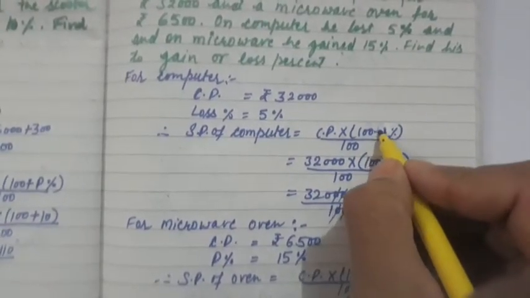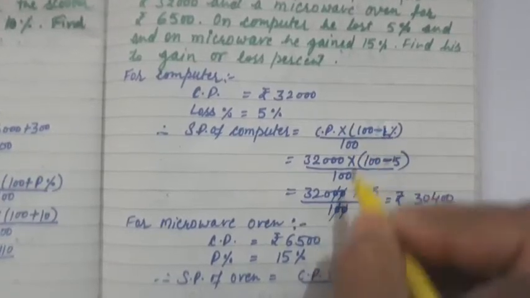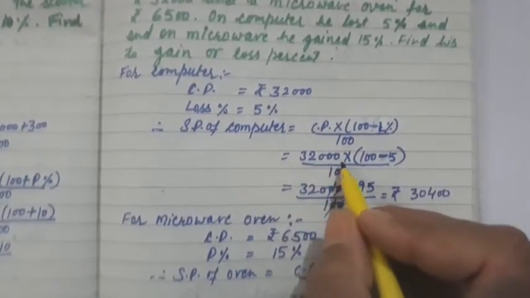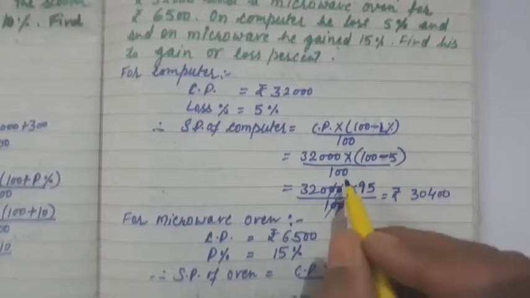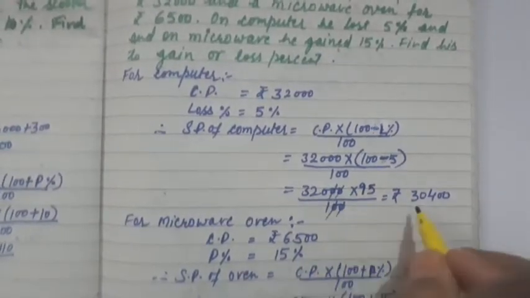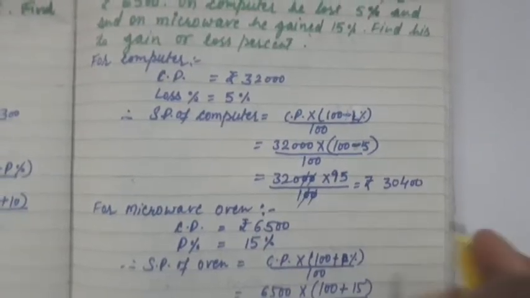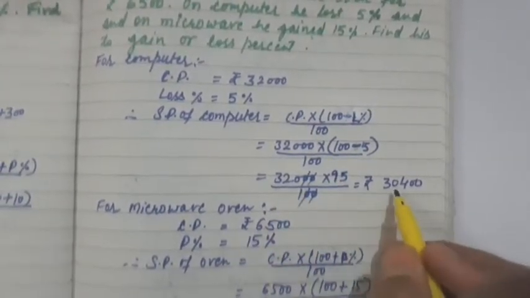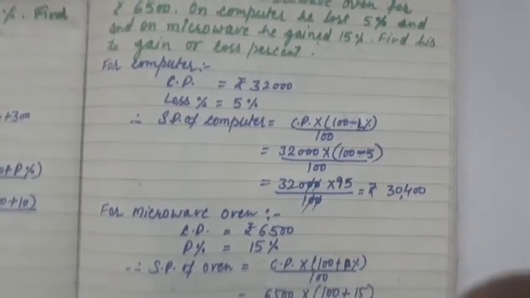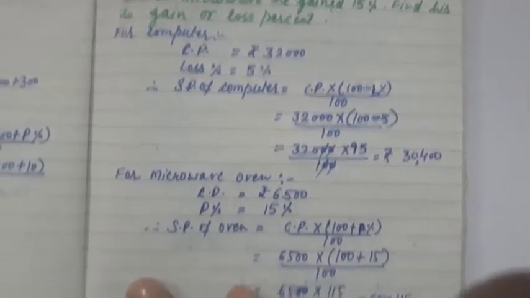It is 32,000 into (100 minus loss percent) upon 100, which is equal to 32,000 into (100 minus 5) upon 100. And after calculation, we will get 320 into 95, that is 30,400. So it is the SP of the computer.